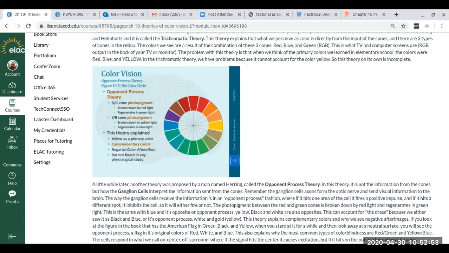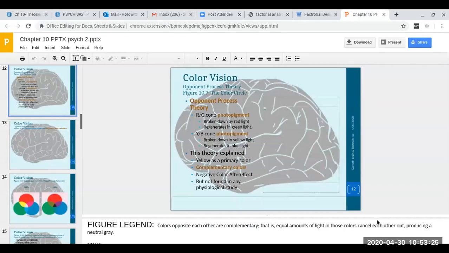On the opposite side, going right to left, the second most popular type of color blindness is yellow-blue. People that have that type of color blindness are unable to distinguish between yellow, or gold in color, and blue. And of course, black and white, even though that's the rods and not the cones, those are opposite colors as well.